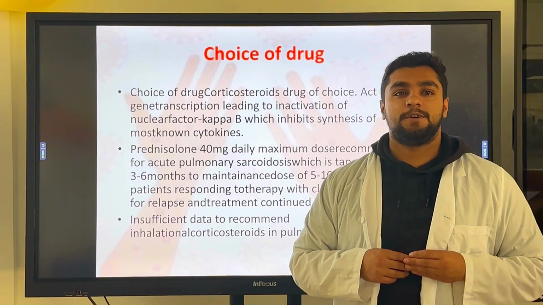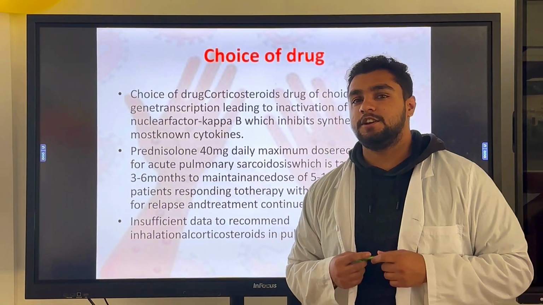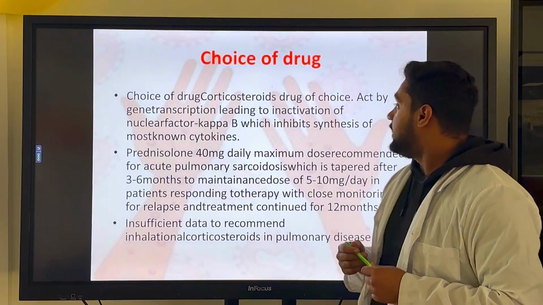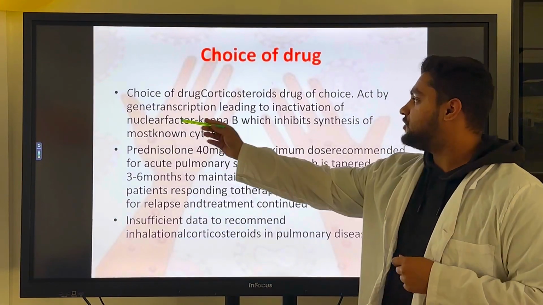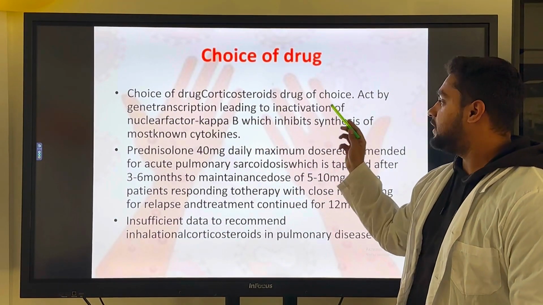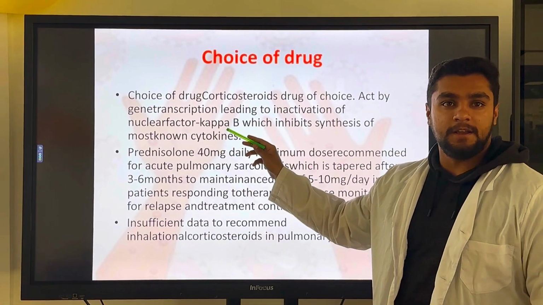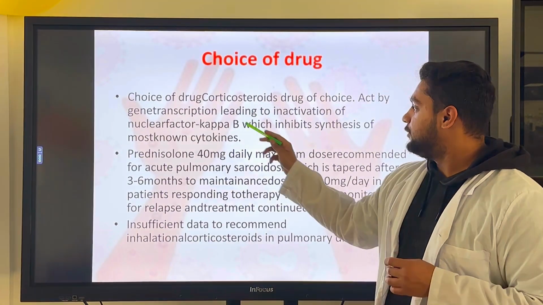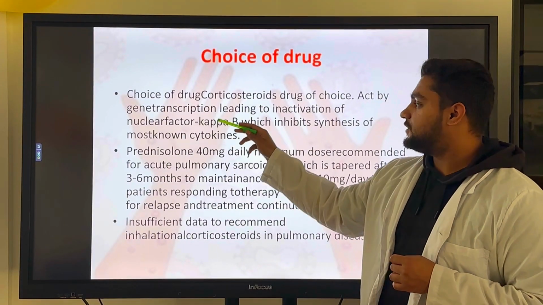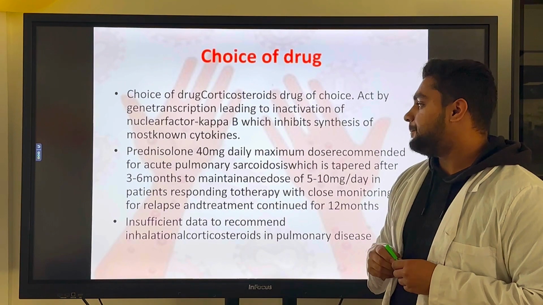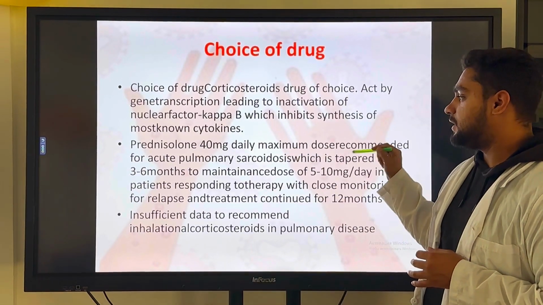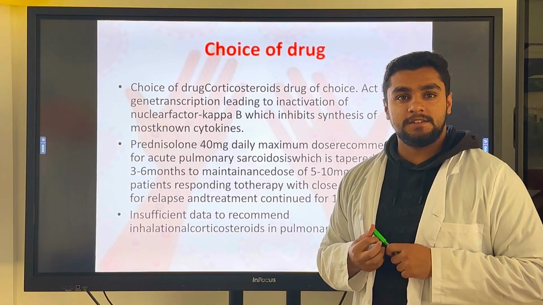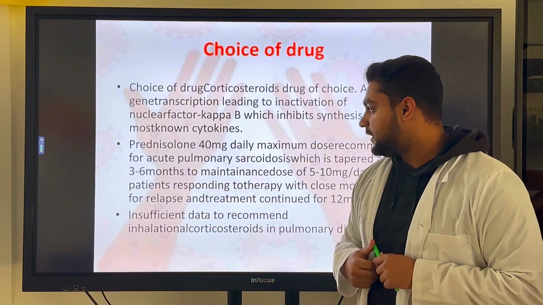Now we'll discuss the choice of drugs. The first category of drug is corticosteroids. The mechanism of action of corticosteroids is that they act by gene transcription, leading to the inactivation of nuclear factor kappa B. Here we need to focus on the nuclear factor responsible for the disease, which is kappa B. The example is prednisolone 40 mg daily maximum dose. For 3 to 6 months, it should be given to the patient.